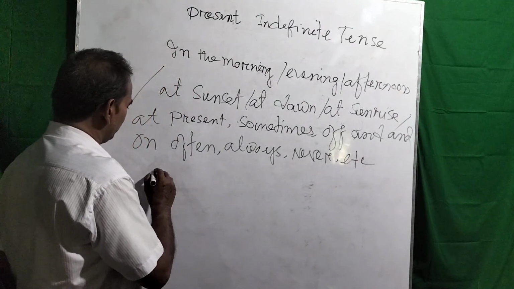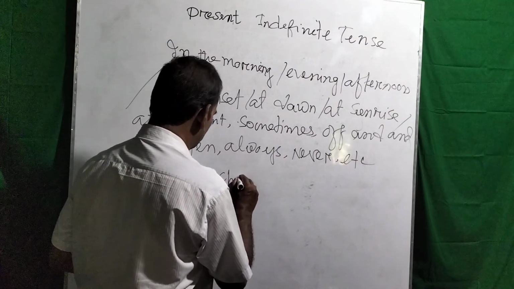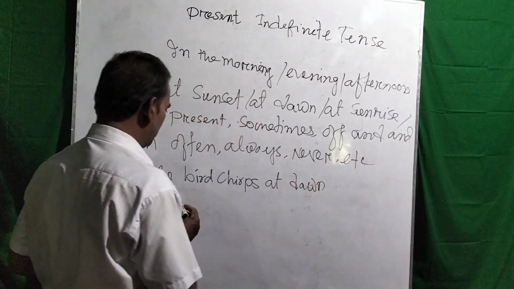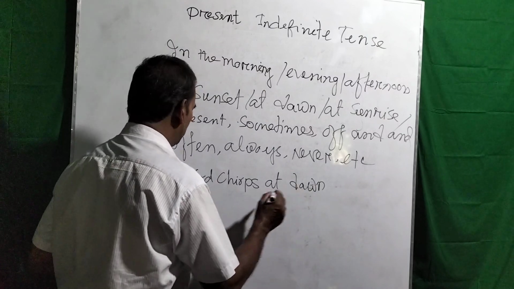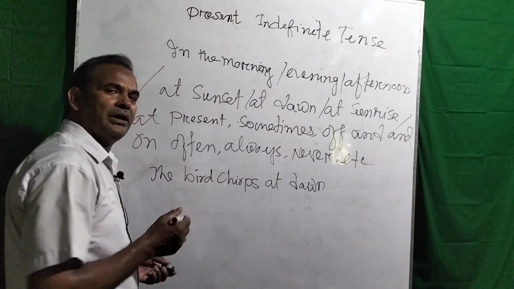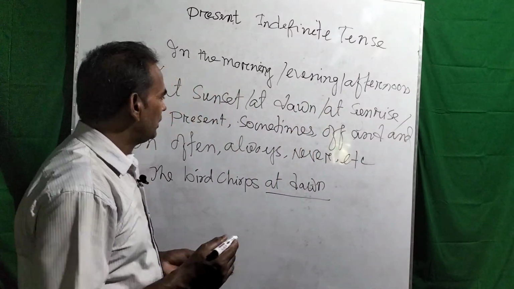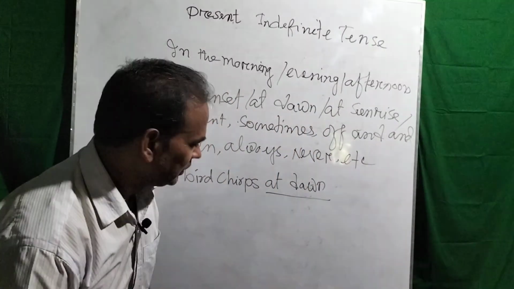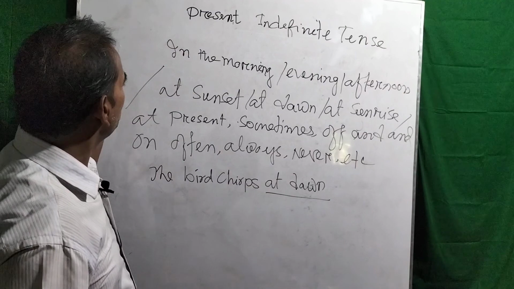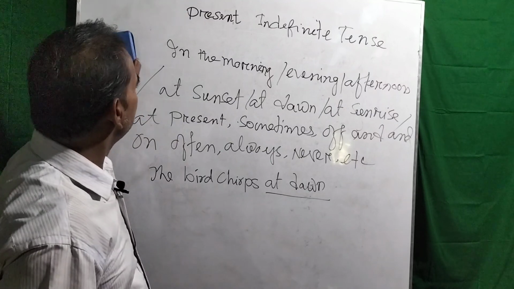So the bird sings at dawn. You see, the bird sings at dawn. This is a present indefinite tense which has been used with at dawn. I can cite any other examples. So please look at the words. All these words can be used with present indefinite tense. I like to drop the writings now.